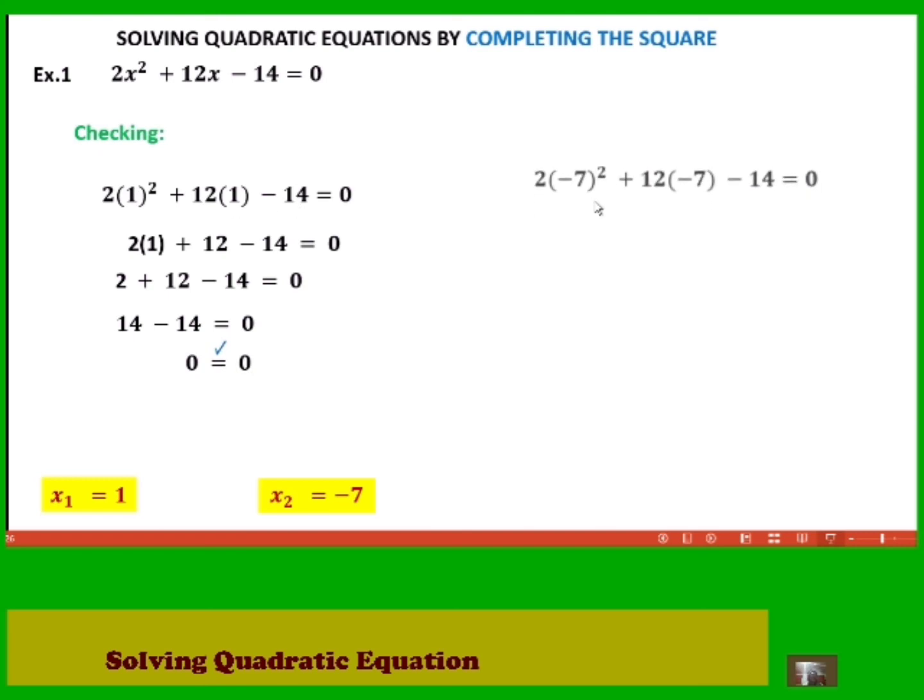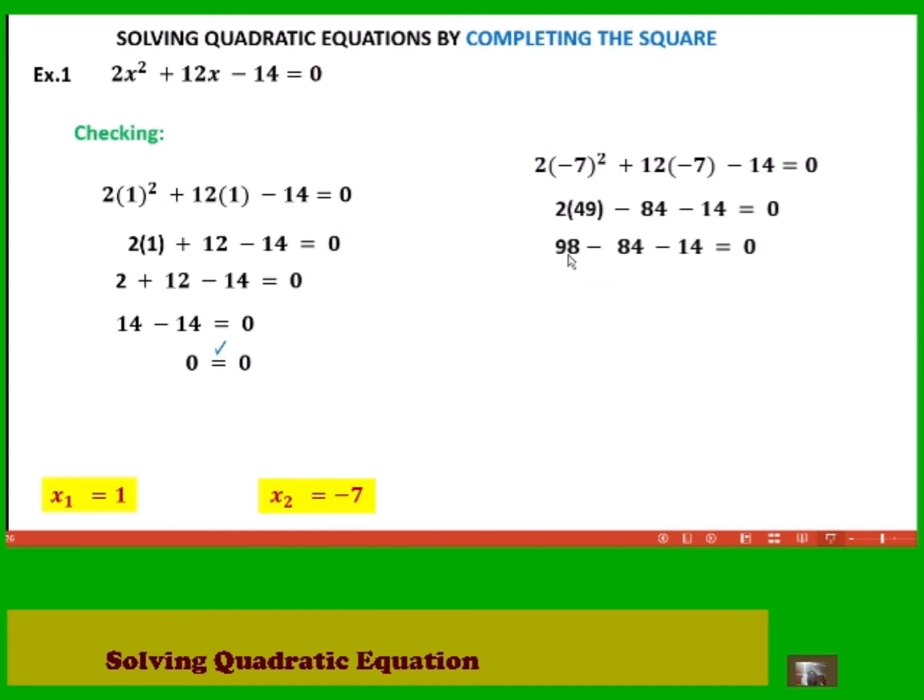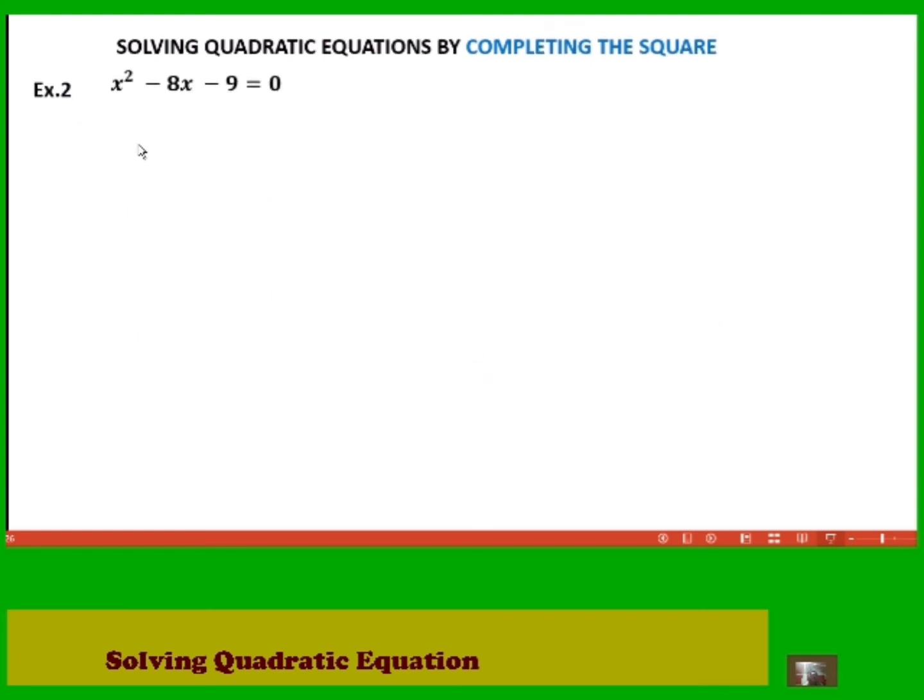If x is equal to negative 7, negative 7 squared is 49. 12 times negative 7 is negative 84. 2 times 49 is 98. 98 minus 84 is 14. 14 minus 14 is 0. So they are equal. Another example, x squared minus 8x minus 9 equals 0.